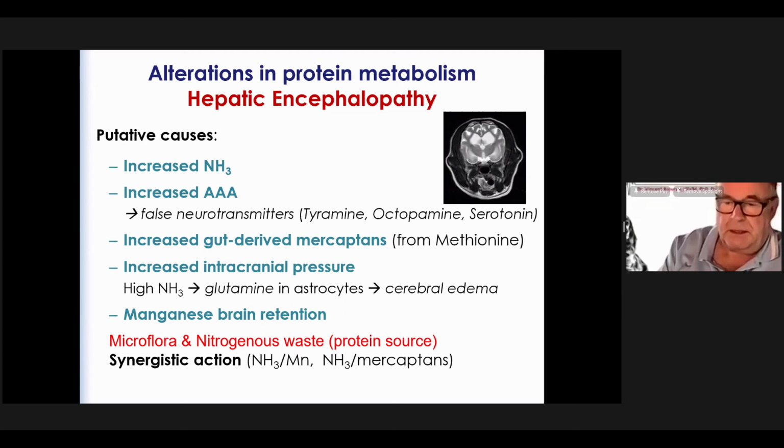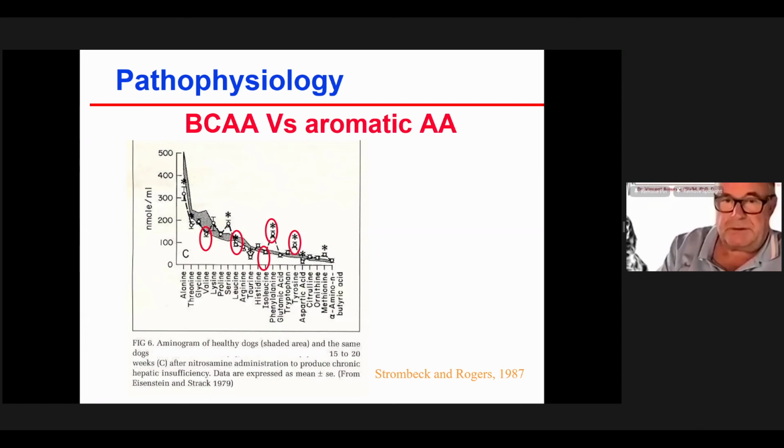So this is my little story about branched-chain amino acids. If you take a patient with liver disease, what you will often observe is that the aromatic amino acids, phenylalanine and tyrosine, are higher than normal, and the branched-chain amino acids, valine, leucine, and isoleucine, are lower than normal.